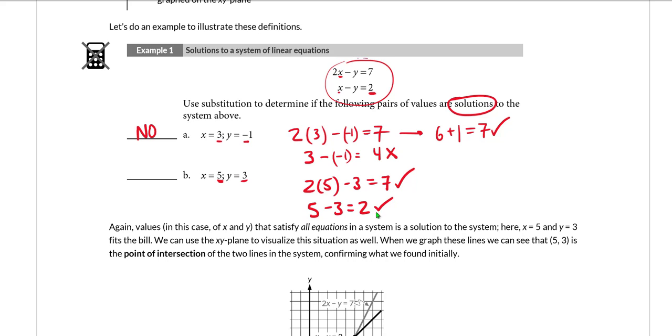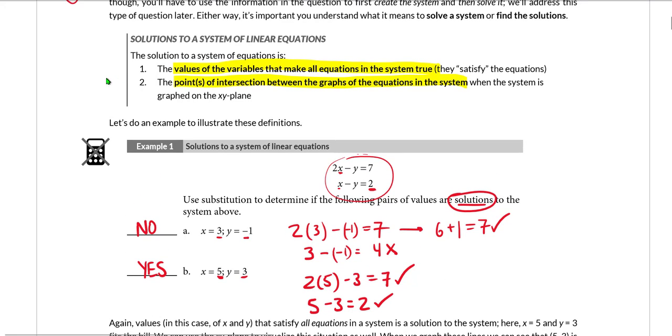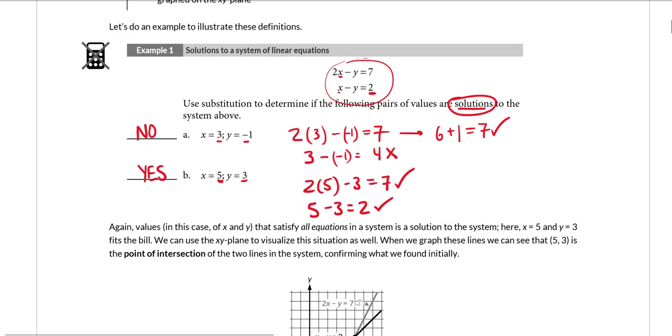Now the first and second equations are satisfied, which means that 5 and 3, an x value of 5, a y value of 3, is indeed a solution to the system that we are given here. So again, that example will serve very nicely, hopefully, to illustrate the first definition of what it means to solve a system, finding the values of x and y that do satisfy all of the equations in the system.